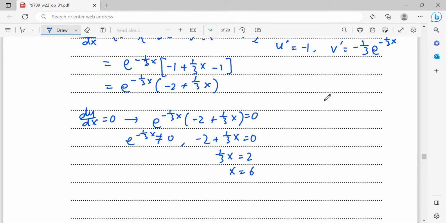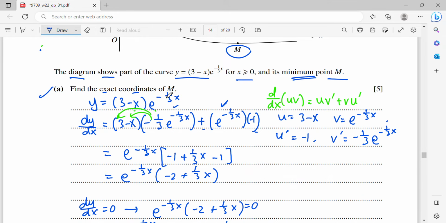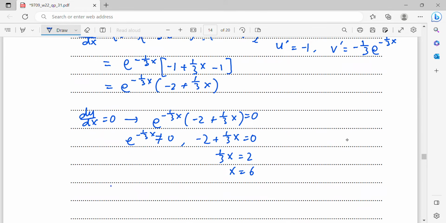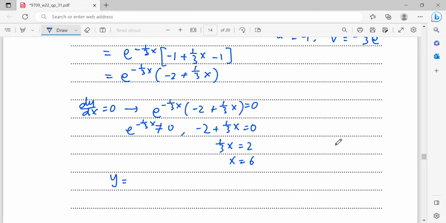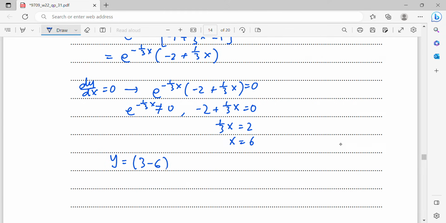With x equals 6, now we need to get the exact coordinates of m, which means we need to find the y coordinate. So just replace x by 6 in the y equation. So here it's going to be 3 minus 6 times e to the -1/3x, where x is 6. So at last you will be getting -3e^-2. Okay, hence the coordinates of m will be 6 and -3e^-2. All right, so that's all for this question.